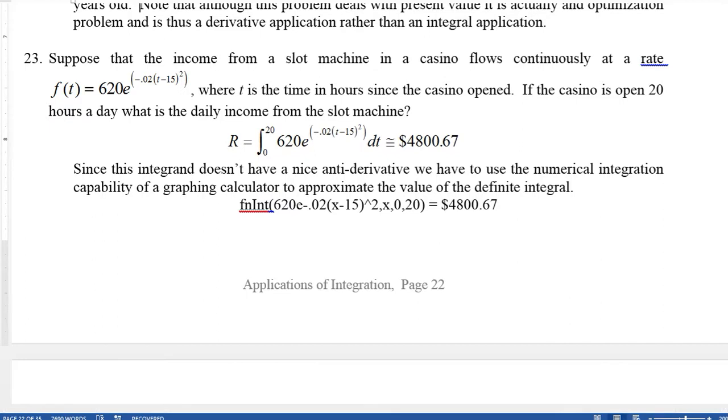And we will stop there, and next video we'll look at consumer and producer surplus, a little bit about supply and demand.